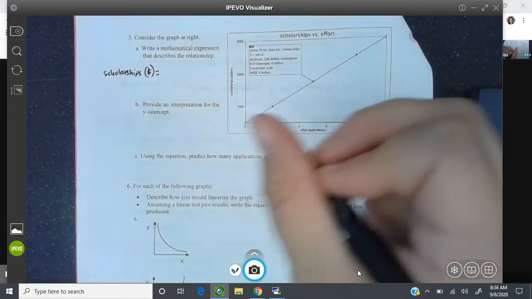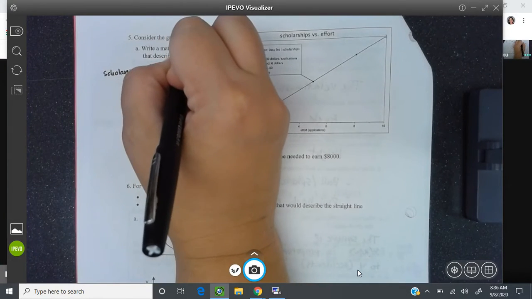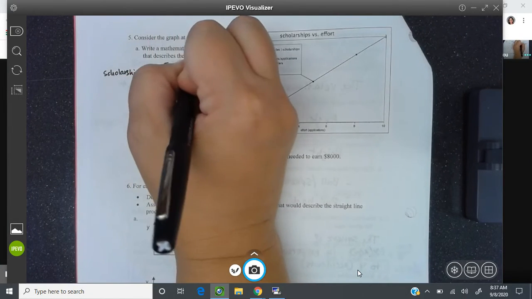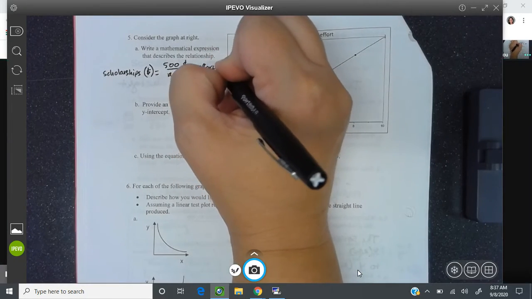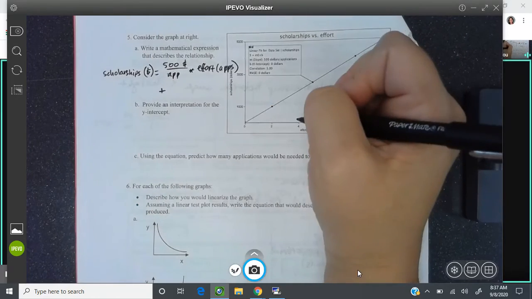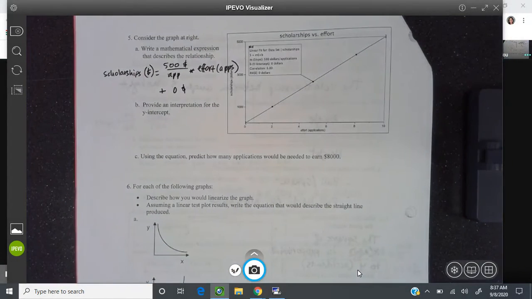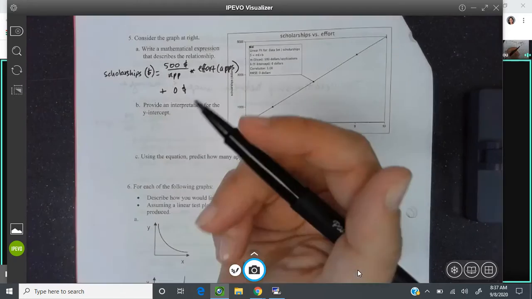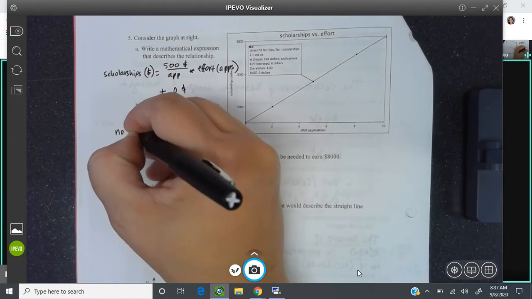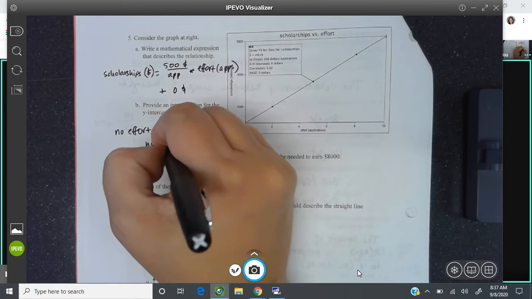in dollars is equal to, and we're given a slope here. It says $500 per application, times the effort in applications, plus our y-intercept is 0, which is disappointing. It means that if we put in no effort, we won't get any money, right? Disappointing if you're trying to get scholarship money. So the interpretation for the y-intercept is that no effort results in no scholarships.